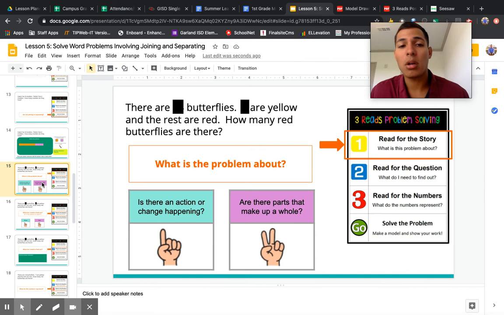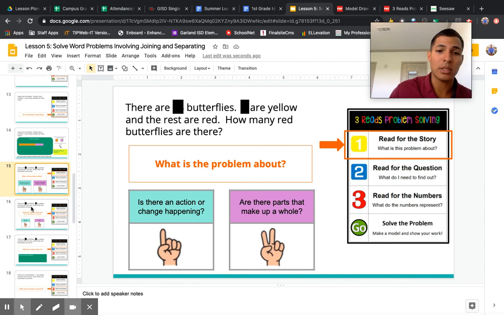What is the problem about? Is there an action or a change happening? Are there parts that make up a whole? Put a one up if you think there's an action or a change happening. Put a two up if you think there is part that makes up a whole. I'm gonna give you a second. Yes, right. There's a part of a whole. That's what we're missing, right? Part that makes up a whole.